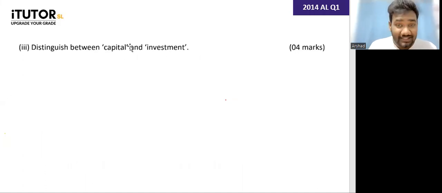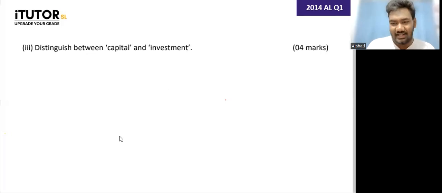Distinguish between capital and investment. Again, an interesting story. This was a little bit of a tricky question, not the easiest of questions. One part of this, guys: you all know what capital is, so you can start your answer by talking about it. You can say capital is all man-made resources used in the production process. They are real assets, which are tangible, such as buildings and machines.